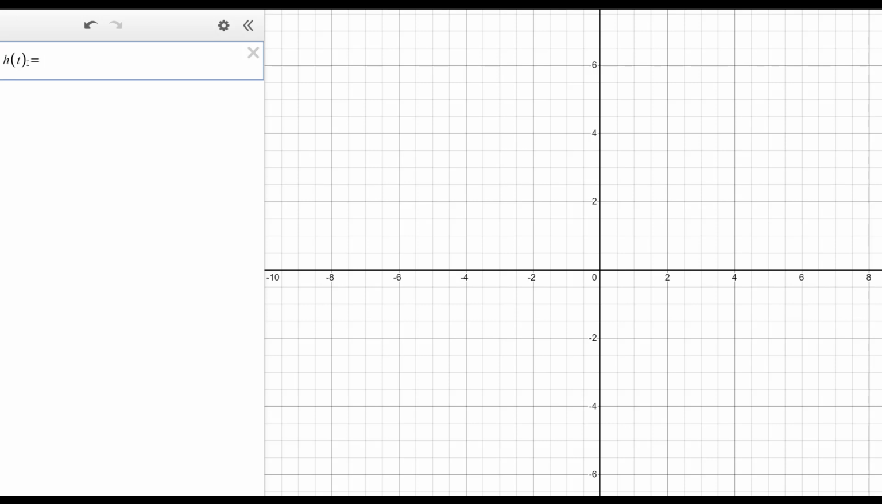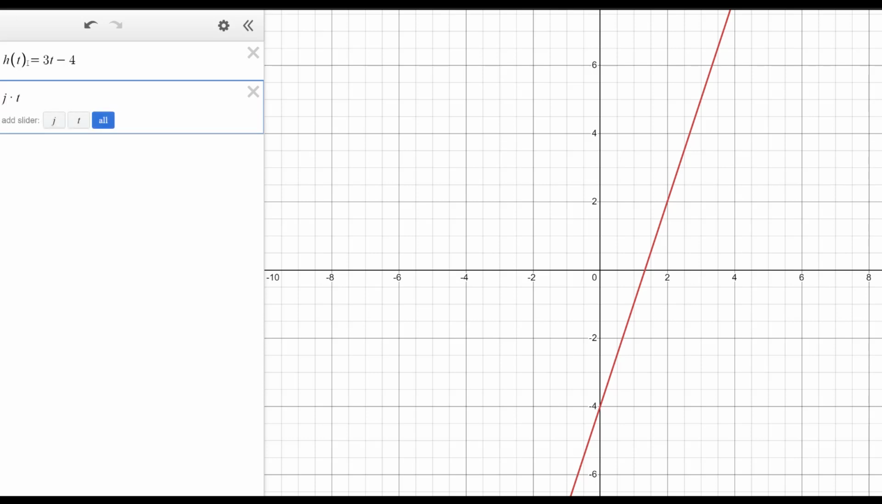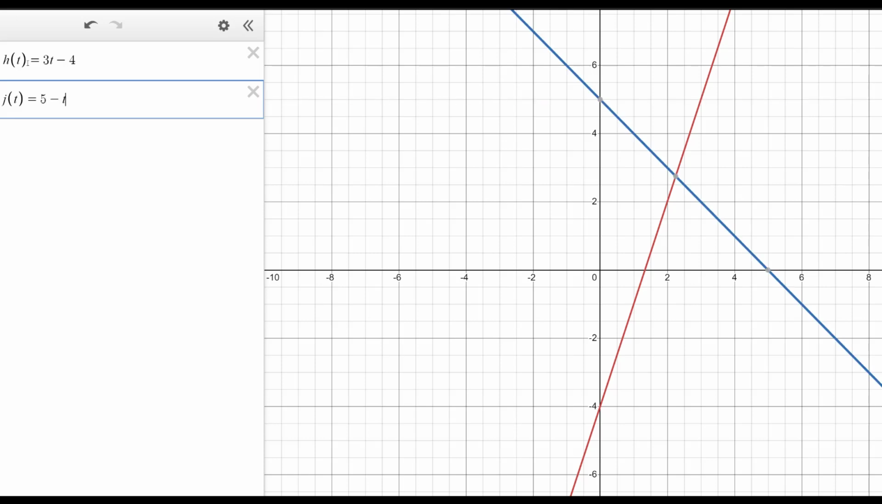h of t equals 3t minus 4. There's the line. And the other one was j of t. If I can hit the right buttons on the keyboard, it helps. j of t equals 5 minus t. Now look at that. There's the crossing point. And it tells us the x value is 2.25 and the y value is 2.75.